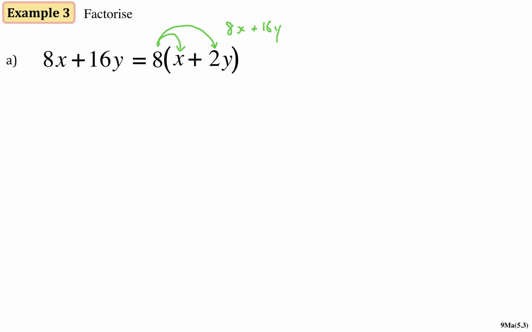16y, which is the question. So you can see 8x plus 16y, the question. So I've checked it. I know I'm correct. What about part B? What's common?